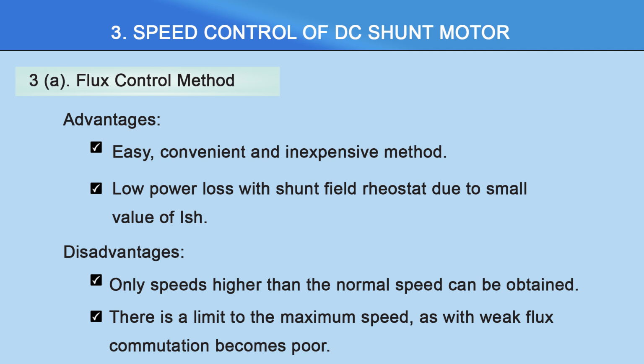So, these are the advantages, but there are a few disadvantages also. Only speed higher than the normal speed is obtained. We can only get a speed which is higher than the normal speed. Speed reduction we are not able to get by this particular method. There is a limit to the maximum speed, as with weak flux the commutation process becomes poor. The commutation process, which is very important for the DC shunt motor, may become poor if we increase the speed of the DC shunt motor beyond a certain limit. So, this is also a disadvantage.